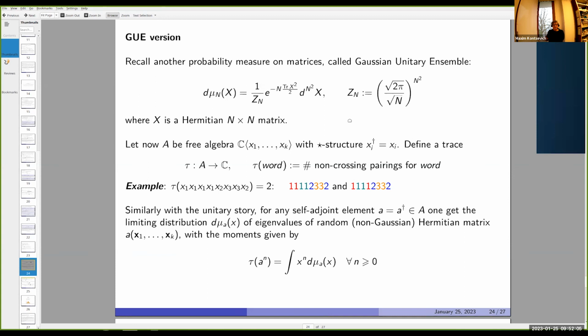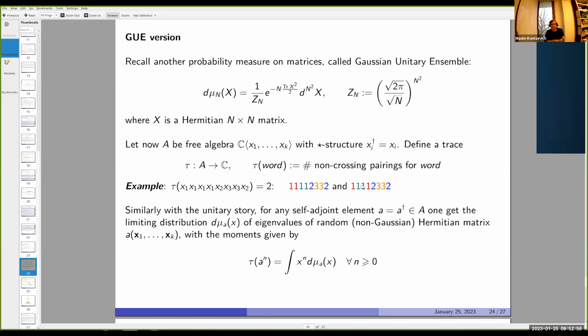Now my algebra will be the free algebra, such that each generator is self-adjoint. And I have now a different trace. It comes from integration with the Gaussian measure. The trace of any word is the number of non-crossing pairings for the word. Let's do a very simple example. Consider the word x1, x1, x1, x1, x2, x3, x3, x2. Then I can pair the ones, twos and threes in two ways, non-crossing ways. So 3 paired with 3, 2 paired with 2. But you have four ones, and you pair the first two and the second two, or pair the middle two and the ambient bracket of ones, the first and fourth.